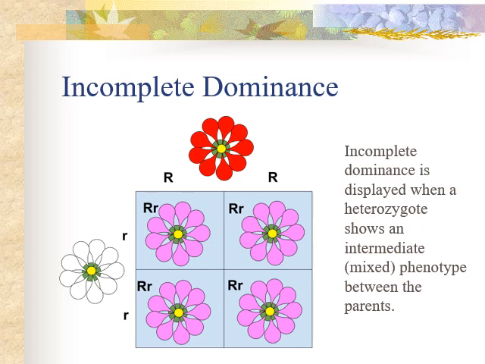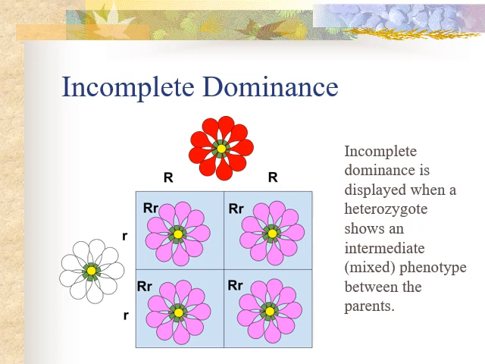Another idea, but separate from sex linkage, is incomplete dominance. With incomplete dominance, you're going to see the heterozygote displaying an intermediate phenotype. Previously, you might have seen red and white, with red as dominant to white. And if you cross a homozygous red plant to a homozygous white plant, you get all red plants. But instead, this time, you're getting pink plants. Pink is an intermediate phenotype between red and white.